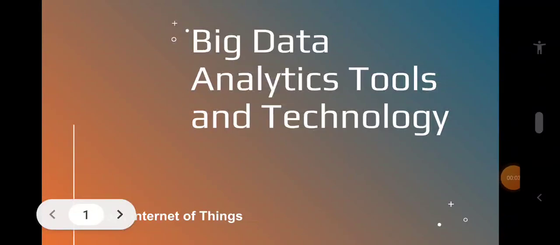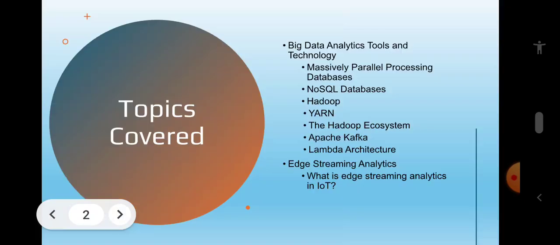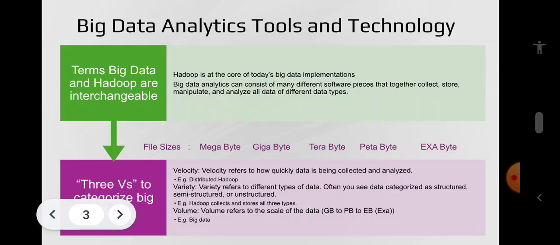Now, in this video, we will try to understand big data analytics tools and technologies inside Internet of Things. In this presentation, we will see the introduction of big data analytics tools and technologies only. And in the upcoming videos, we will see what are the massively parallel processing databases, NoSQL databases, and Hadoop, YARN, Hadoop ecosystem, Apache Kafka, Lambda architecture, and edge streaming analytics. So let's begin with big data analytics tools and technologies.